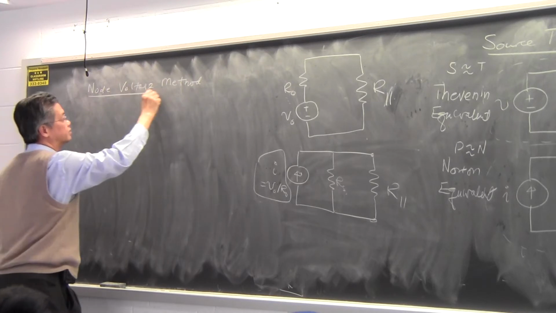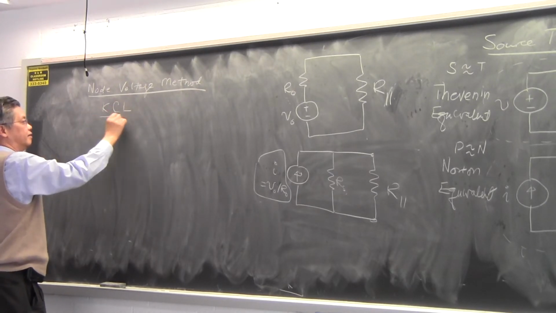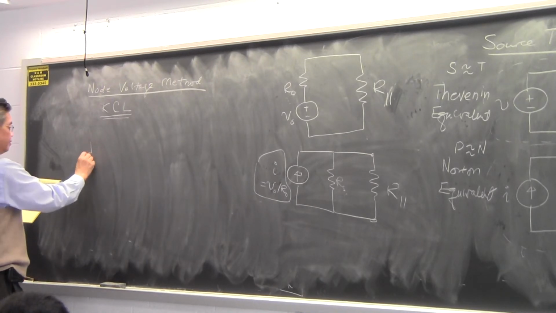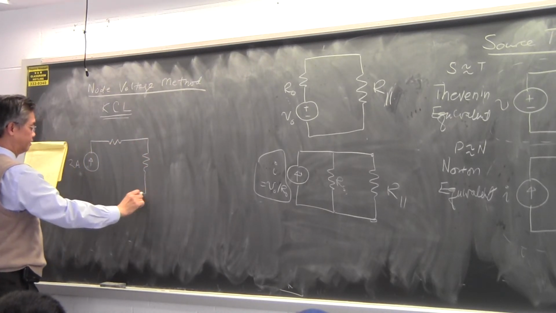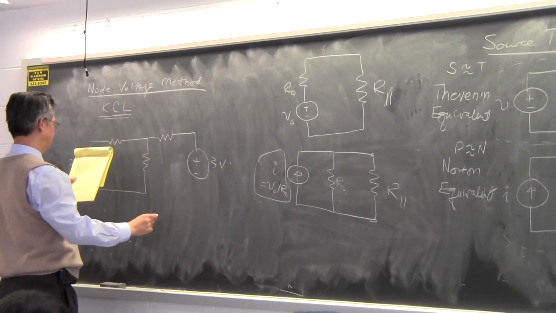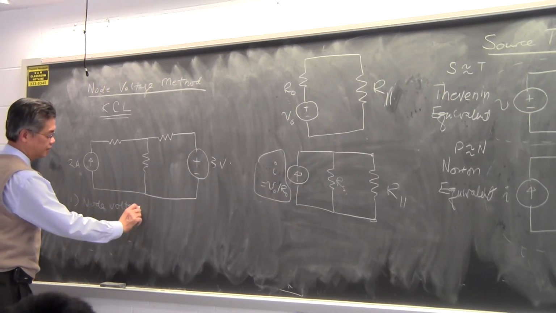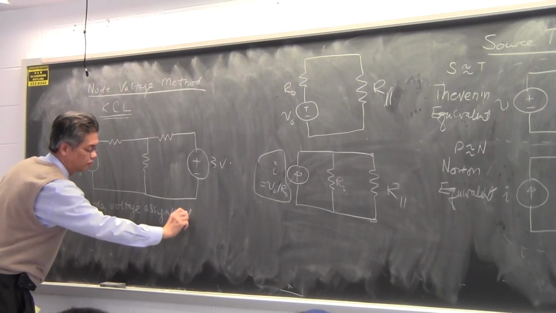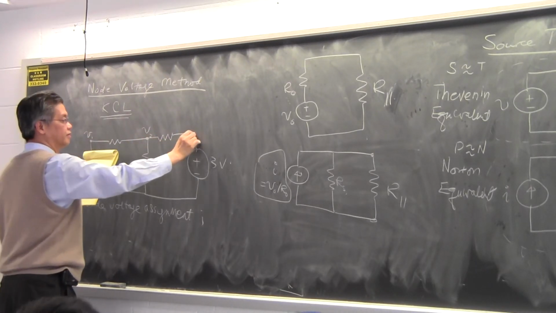I'm going to talk about what the node voltage method is. This method combines with KCL. If you have a complicated circuit like this one over here, I'll do it by example. This source is 2 amps, and then it has a network that looks something like this. You have 3 volts over there. In the node voltage method, what you do first is to assign a voltage to every node. Step 1, node voltage assignment. I would call this voltage here V1. This is node 1, this is node 2, this is node 3.